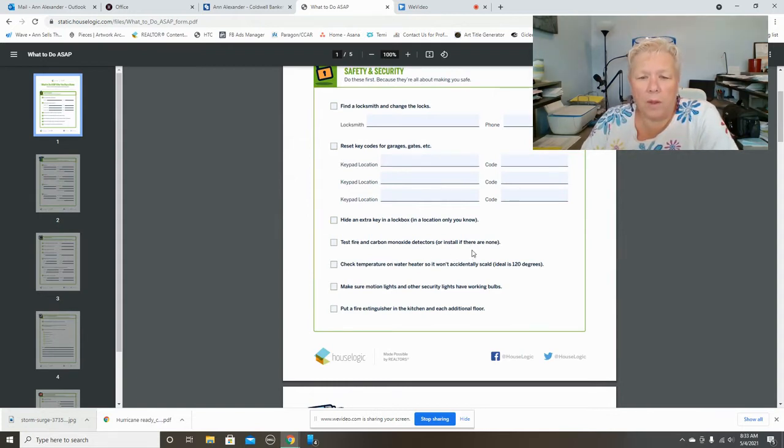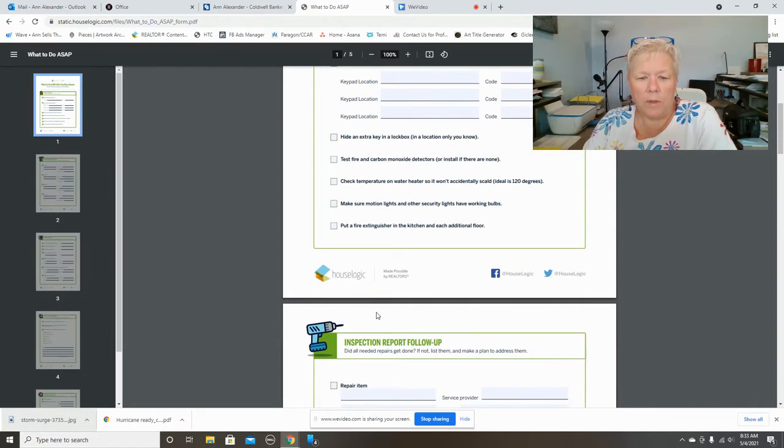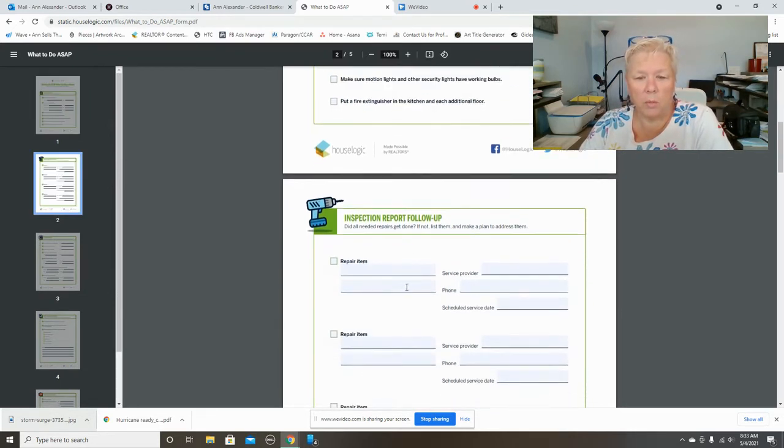Another one, which I hadn't thought about but is good too, is to test your fire alarms, or the smoke detectors, and your carbon monoxide detectors if you have them. Check the temperature on your water heater so that nobody gets hurt. I just did an inspection yesterday and the temperature on that water heater was like 130, and it should normally be around 120. Make sure you've got fire extinguishers in the kitchen and anywhere else you feel you may need one. The garage is a good place as well.